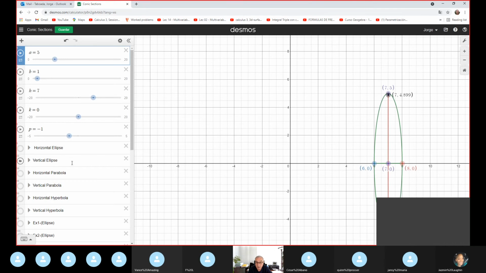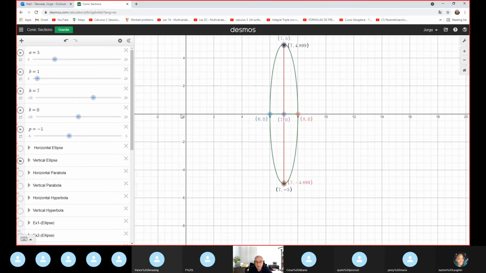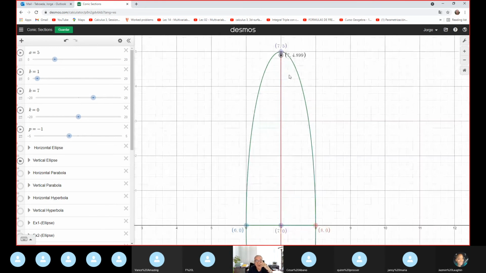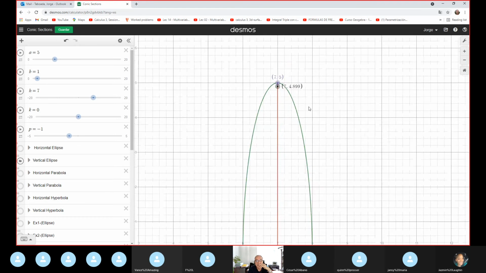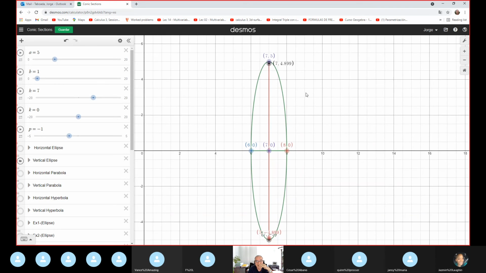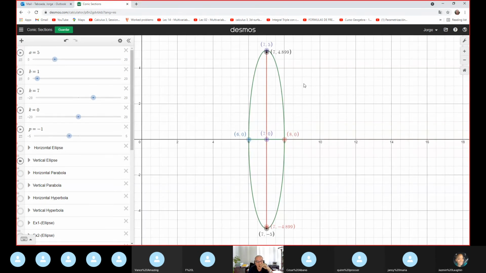Look like that. Bam. Look at that. This is our ellipse. Center 7, 0. Vertex 7, 5. Endpoint of the minor axis 8, 0 and 6, 0, and the focus is very close to the vertex. What do you think about the eccentricity of this ellipse? Is it close to 0 or close to 1?